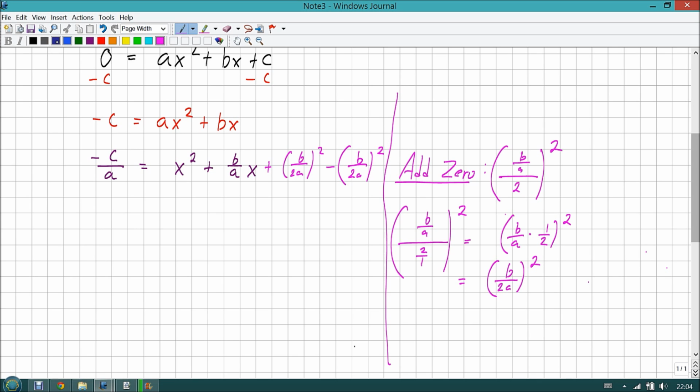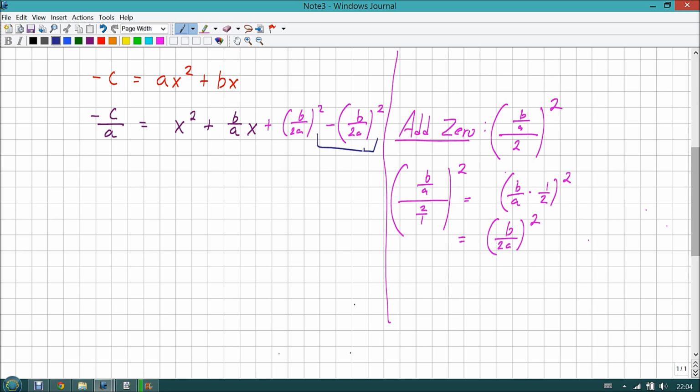Now once we do that, do some basic arithmetic. We know that we want to get the negative version over on the other side, so I'm going to go ahead and do that. I'm going to add b over 2a squared to both sides, so that leaves negative c over a plus b over 2a quantity squared is equal to x squared plus b over a x plus b over 2a squared.